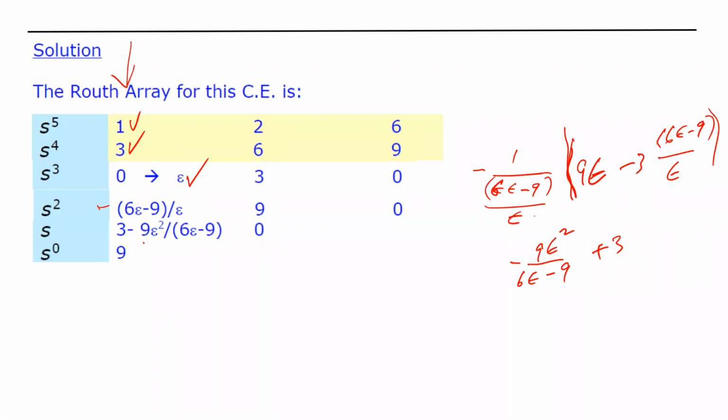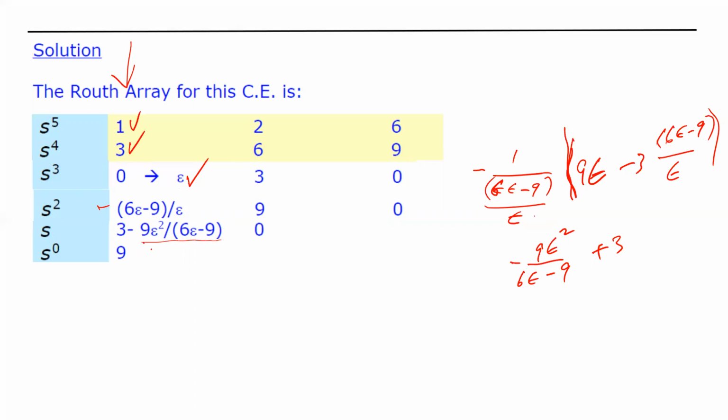Doctor, we don't need to continue. No, there is a sign change. Wait. If they ask you whether it is stable or unstable, fine, I agree. But if they want to know how many poles are in the right half plane, you have to continue, because the number of sign changes will give you the number of roots in the right half plane. Okay? So look at this one.